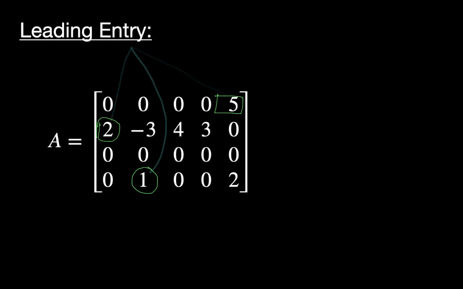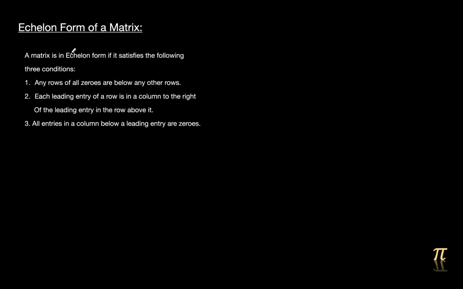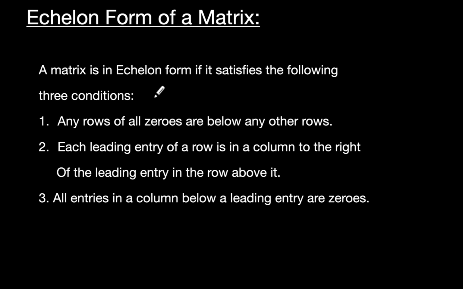Now let me discuss the definition of echelon form of a matrix. A matrix is in echelon form if it satisfies the following three conditions. Any rows of all zeros are below any other rows. That means if a matrix has any zero row, it must be at the bottom. Second, each leading entry of a row is in a column to the right of the leading entry in the row above it.